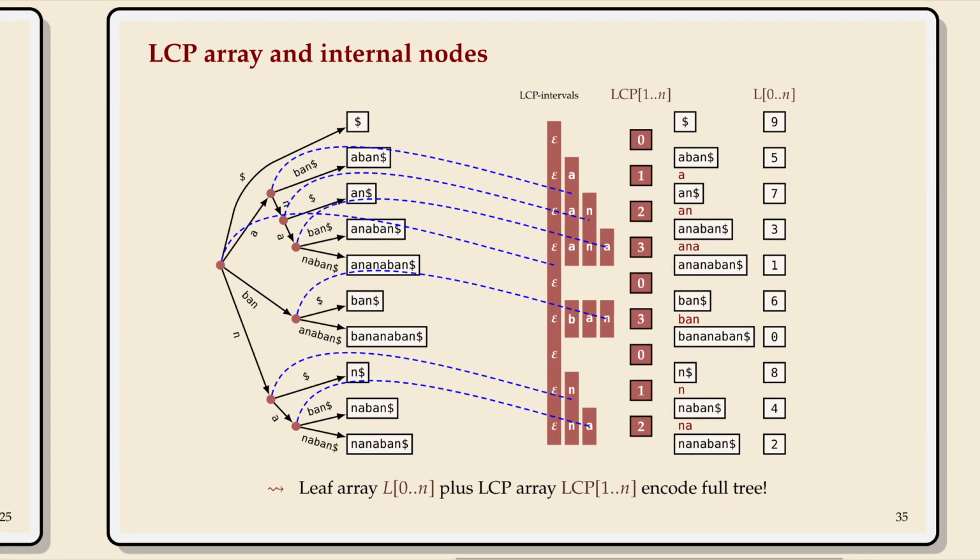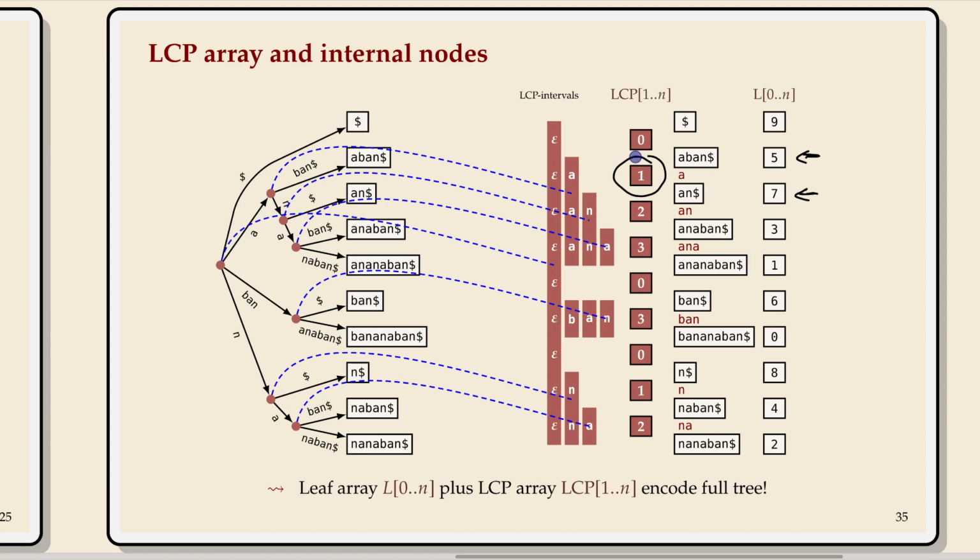And let's find, again, 5 and 7. These are adjacent in sorted order. The suffixes aban and an, there's nothing in between. There's no suffix that's between the two in lexicographic order. That's why the LCP array has directly an entry that tells you the longest common prefix between those two. Same as what I've just said.